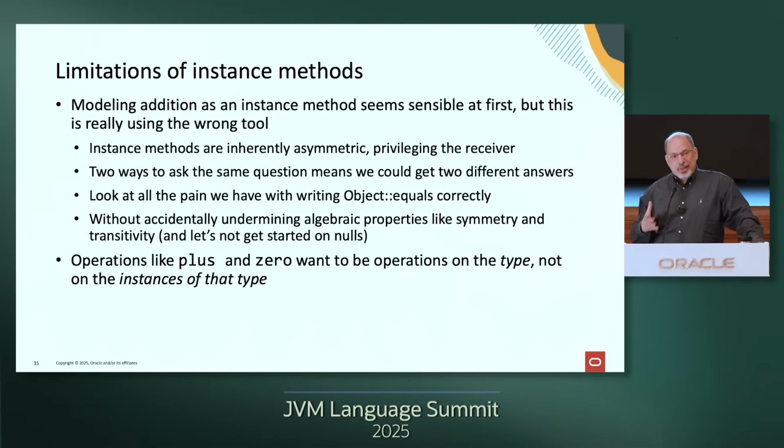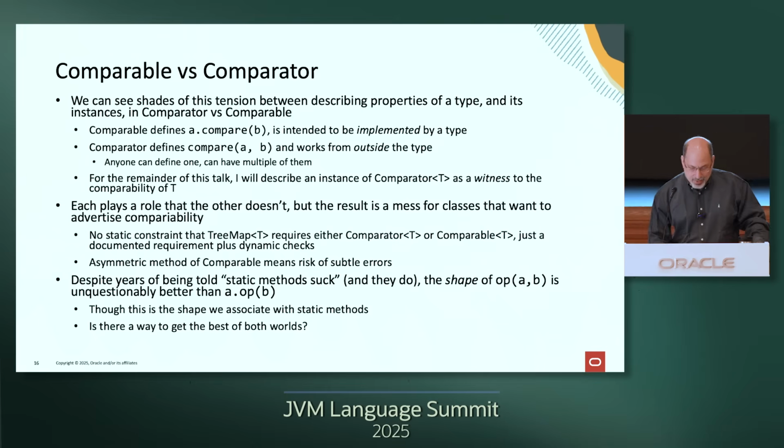So what we really want, and it's hard to see because Java doesn't let you do this, and so you often aren't able to see the solutions that you can't implement, is we want operations like plus and zero to be operations on the type Integer, not on instances of Integer. So the obvious thing to do there is, well, let's just make them static methods, and that sucks for its own whole set of reasons. So we're not going to do that.